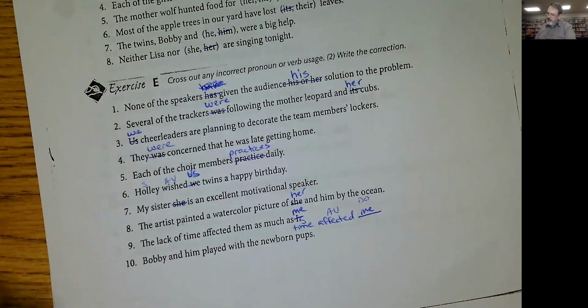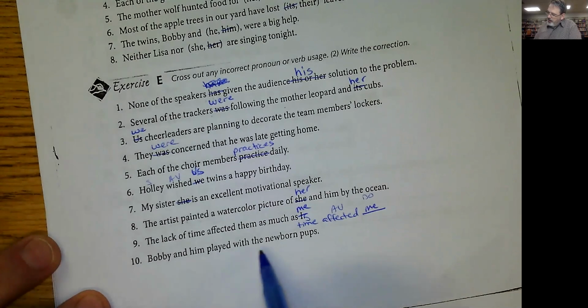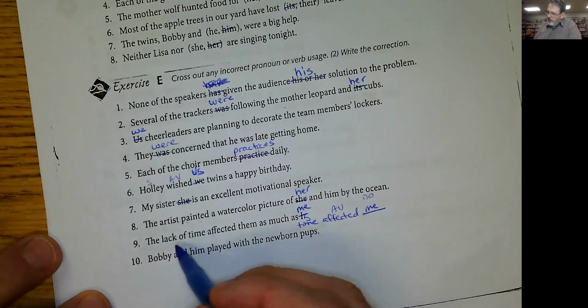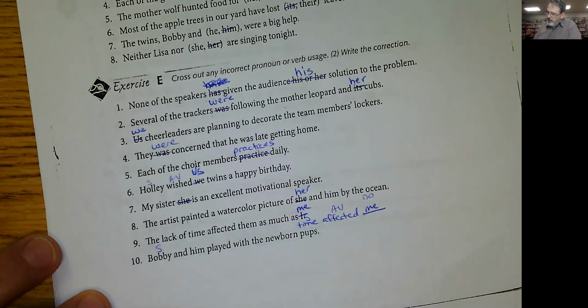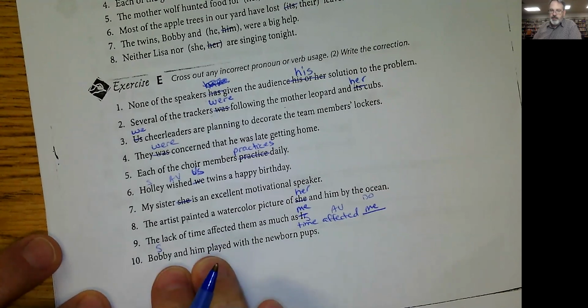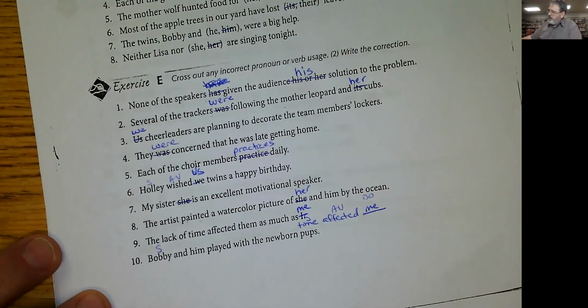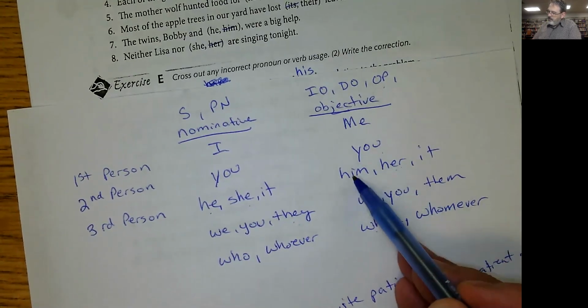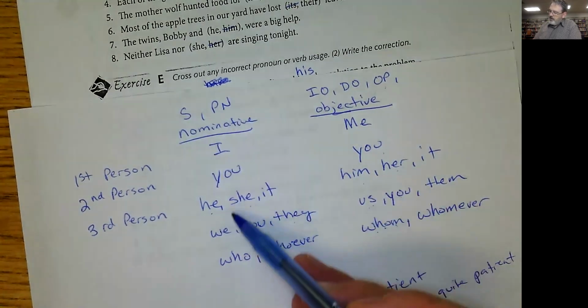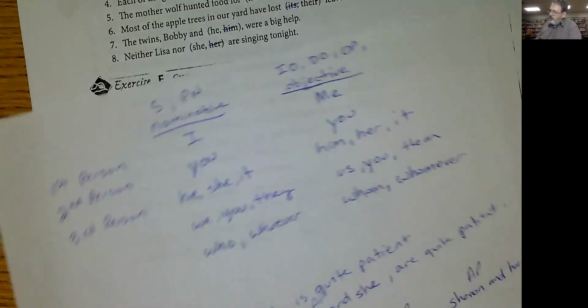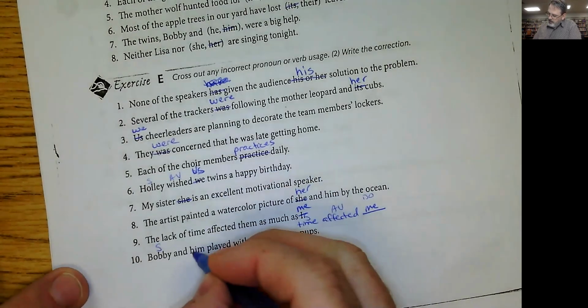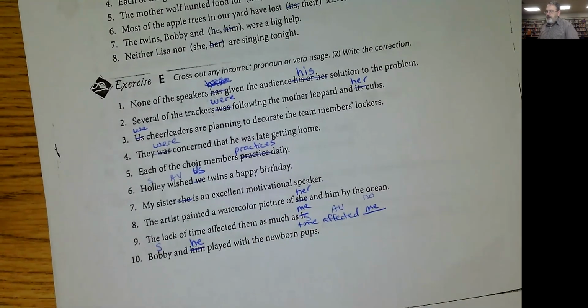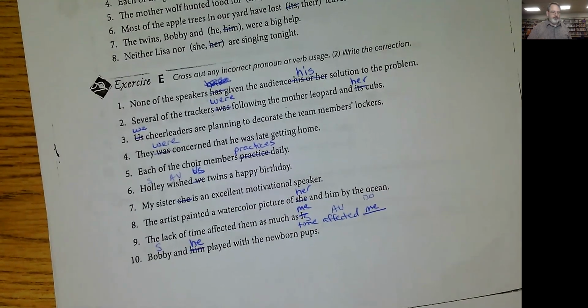Okay? And then finally, Bobby and him played with the newborn pups. Well, this is supposed to be a subject, because Bobby's a subject. They're compound subjects. Is him objective case or is him nominative case? Him is objective case. Subjects are supposed to be nominative case, so we need to use the word he, because it's the subject. He played with the newborn pups.